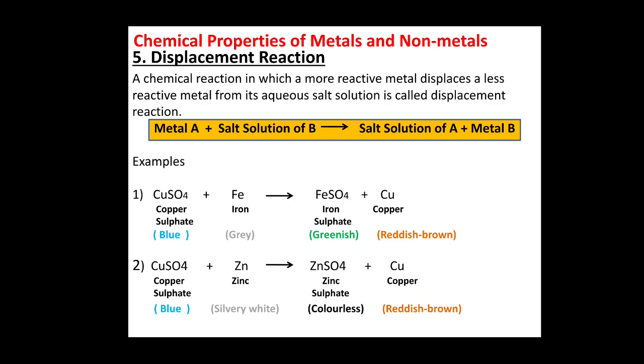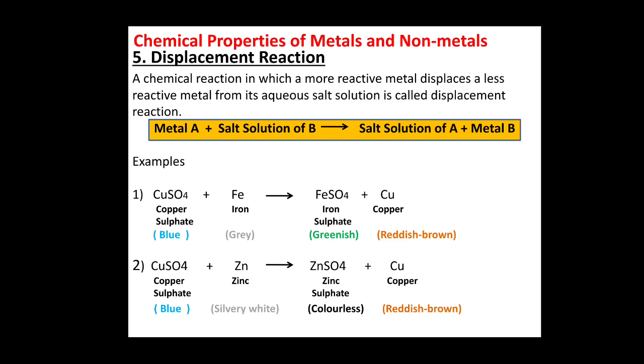So, iron, see the definition now: the more reactive metal is which one? Iron. That displaces the less reactive metal, which one? That is copper, from its salt solution. Copper is the less reactive metal, and from its salt solution the more reactive metal iron is displacing copper. Okay. So this is iron sulfate on the product side.